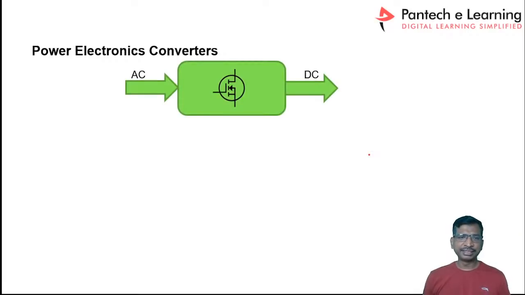Now, the types of power converters. The very first one is the AC to DC rectifier. Can you name an example of this AC to DC rectifier? Can you just comment in the comment box? Just name any example of a rectifier. Where are we using this rectifier?